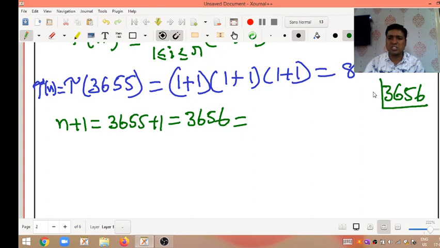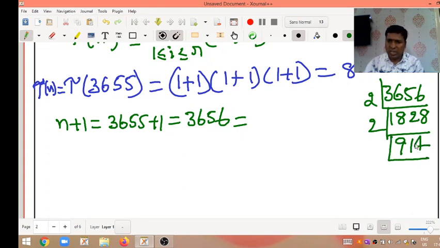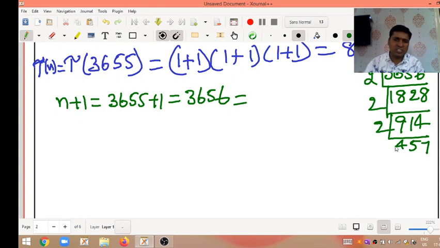So in the unit place 6 is there, so this will be divisible by the prime 2. 2 1s are 2, 2 8s are 16, 2 2s are 4, 2 8s are 16, my dear students. Again 2 will come, 2 9s are 18, 2 1s are 2, 2 4s are 8. Again the unit place 4 is there, 2 4s are 8, 2 5s are 10, 2 7s are 14. Okay, my dear students, this 457 is a prime, so you must stop like that. So 2 cubed into 457 power 1. Here 457 is a prime.